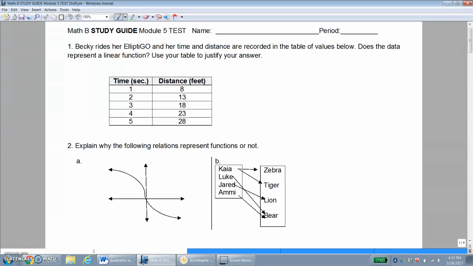All right, guys, so here's the second video to help you guys out. I'm going to go over a handful of these of what I saw students struggle with the most, okay? Let's just start with the first one.